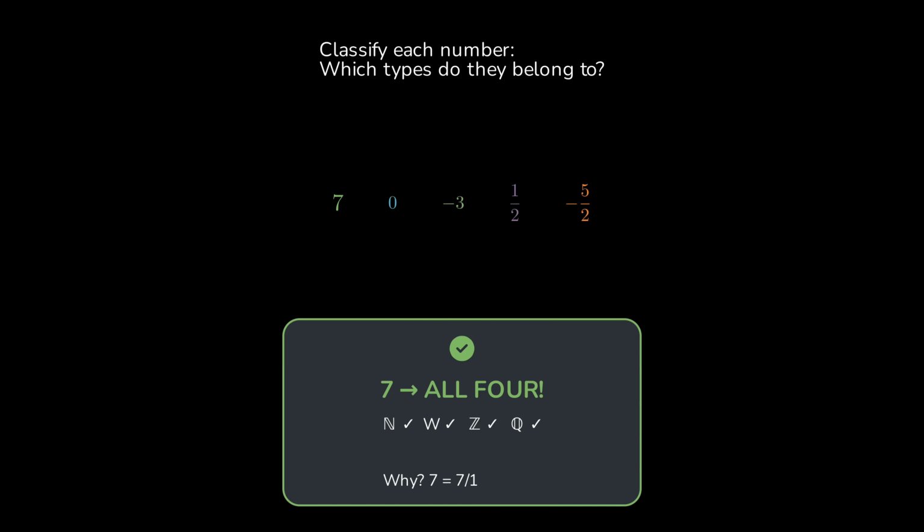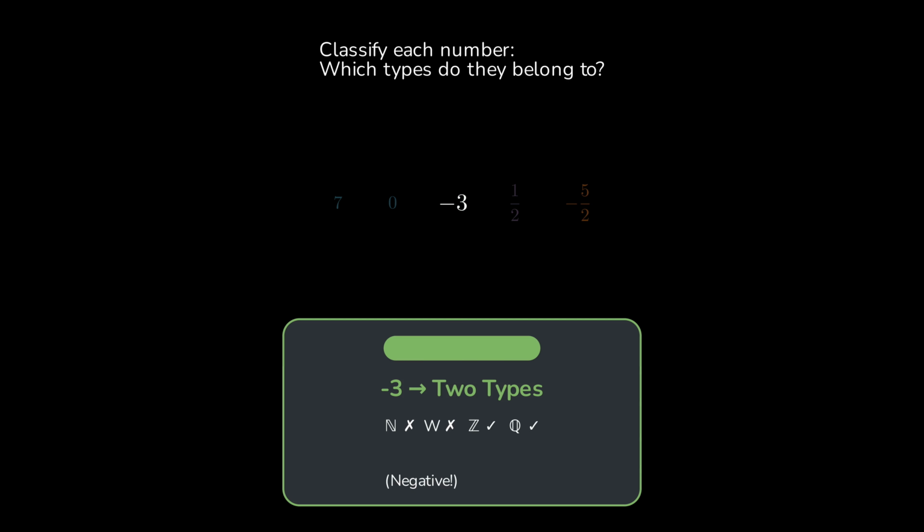0 is whole, integer, and rational. Not natural though. Natural numbers start at 1. -3 is integer and rational. Not natural or whole, it's negative. 1/2 is rational only. It's not a whole number. And -5/2 is also rational only, a negative fraction.